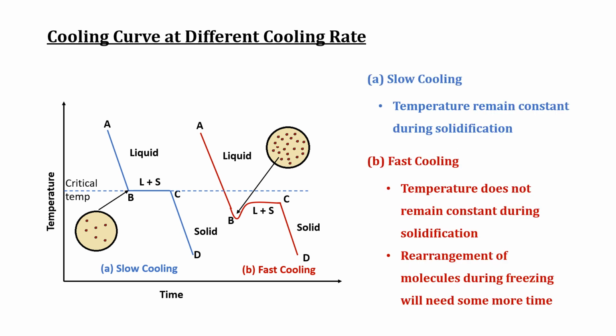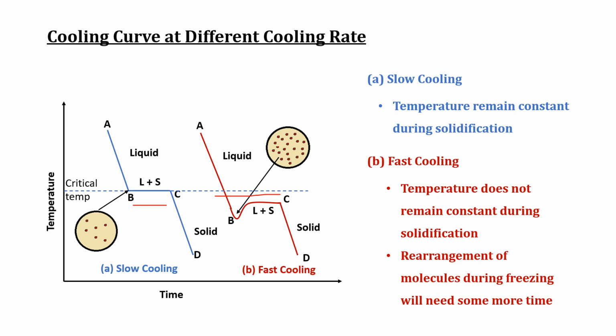The next difference is that in slow cooling, the solidification process runs from point B to point C. During this process, the temperature in slow cooling remains constant because the cooling rate is in equilibrium with the surrounding condition. But in fast cooling, the temperature does not remain constant, and it goes below the critical temperature, which is also known as the freezing temperature.